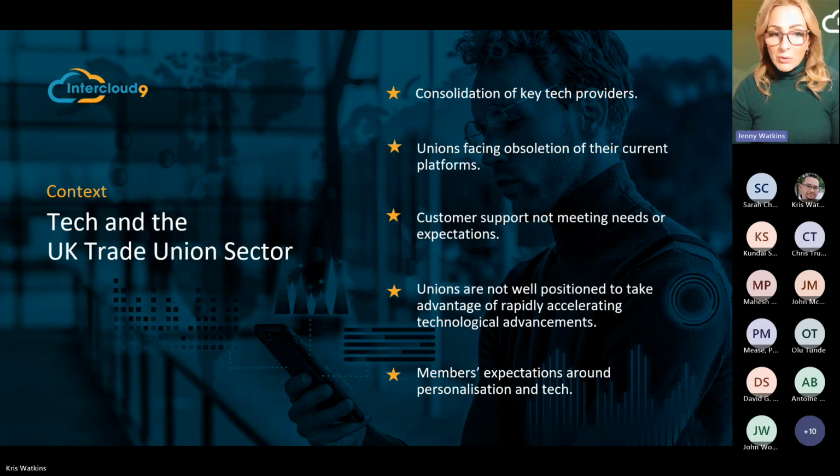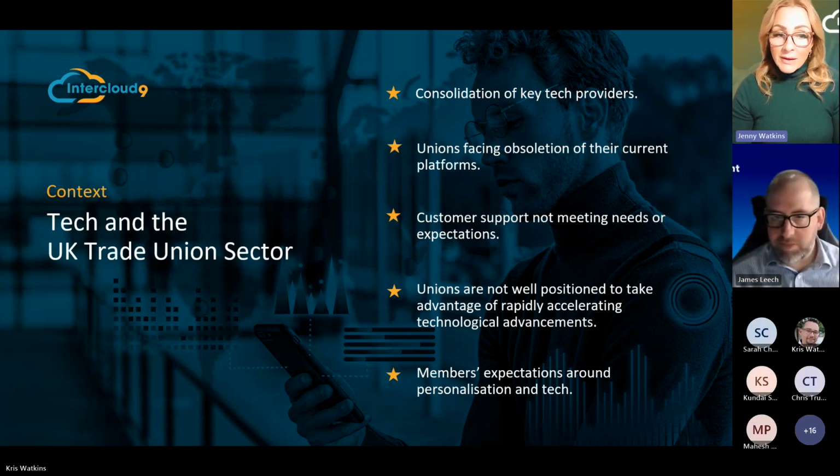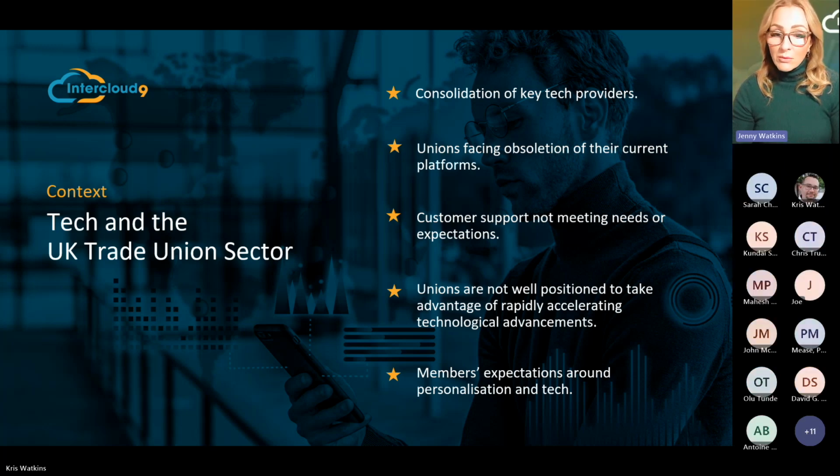So now a few brief observations about tech in the trade union sector. The consolidation of key tech providers that began in 2018 has undoubtedly significantly reduced both tech expertise in and around trade union technology, but also competition in the sector has been significantly reduced. Many unions are facing obsolescence of their current technology platforms, and there are no definitive timescales, certainly that we're aware of, as to when those obsolescence will actually take place. That leads to enormous amounts of uncertainty.